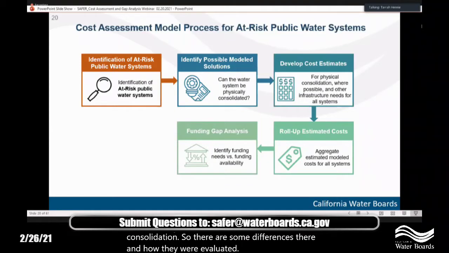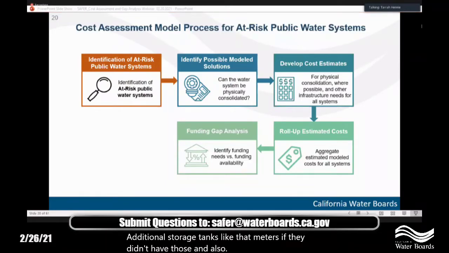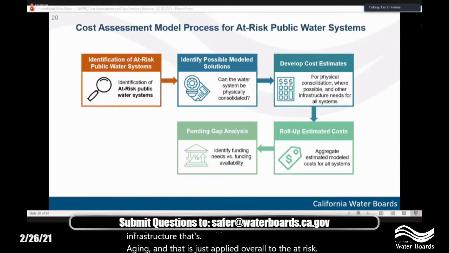We developed the cost estimates for physical consolidation where possible, and we developed other infrastructure needs for all of those systems that are on the at-risk public water system list. And other infrastructure needs are things like additional storage, tanks, meters, if they didn't have those, and also additional wells if they only had one well, replacement infrastructure for infrastructure that's aging. And that is just applied overall to the at-risk public water systems, not on an individual system basis.